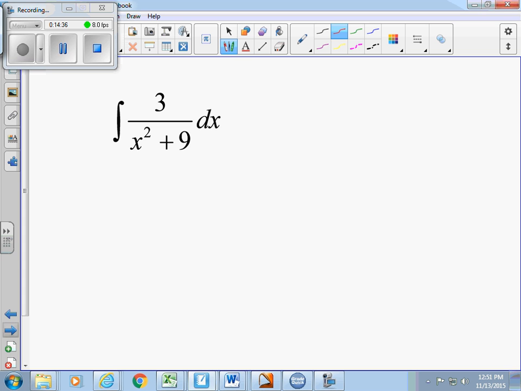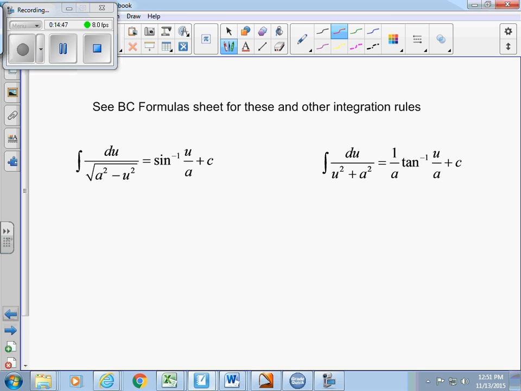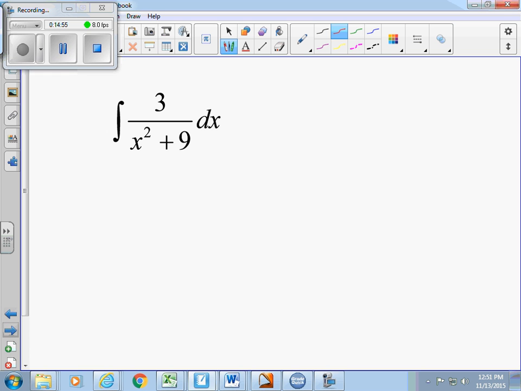Alright, so how would you find this one? Which one does this fall in? Tan inverse. So let's go back and look. Tan inverse is u squared plus a squared. The 1 is on top, so I'm going to go over here and move that 3 out of the way.